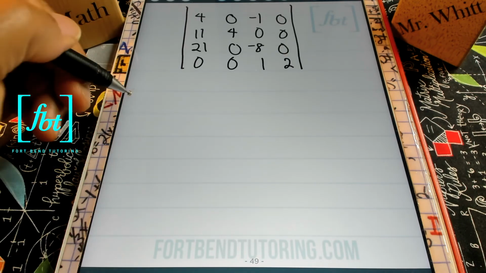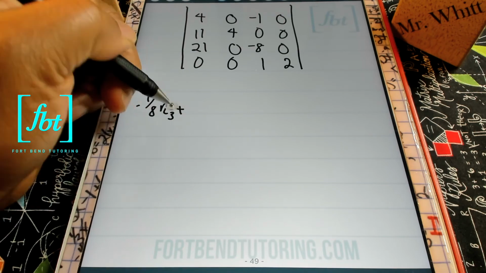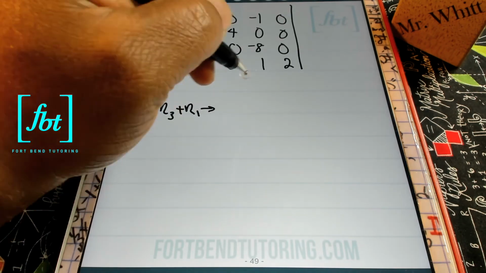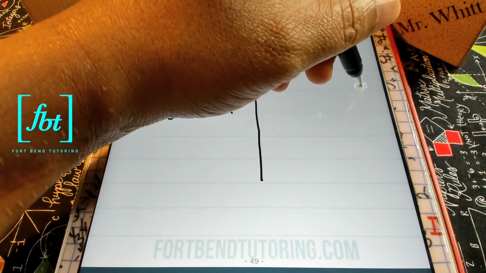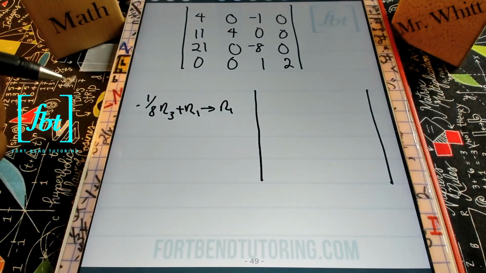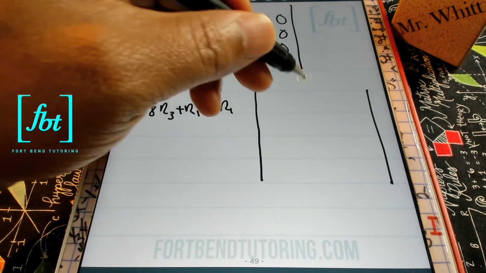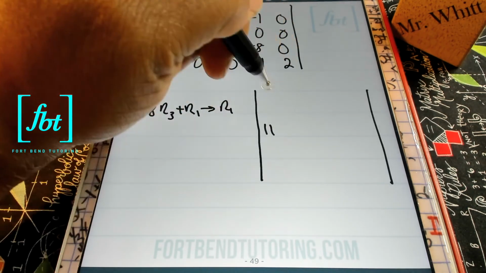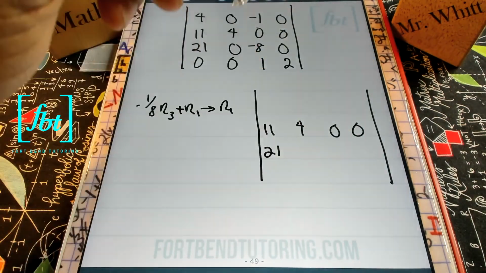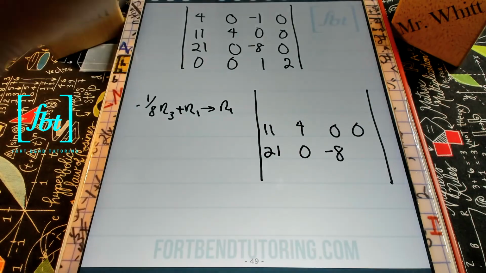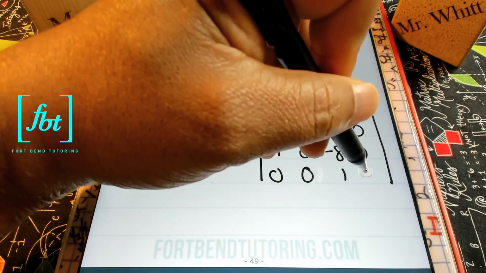My next operation is to multiply -1/8 times row 3 and add that to row 1, placing the result in row 1. 1, 2, 3, 4. There you go, guys. We are going to bring down rows 2, 3, and 4 as those go unchanged. We'll have 11, 4, 0, and 0. We'll have 21, 0, -8, and 0. We'll have 0, 0, 1, 2.